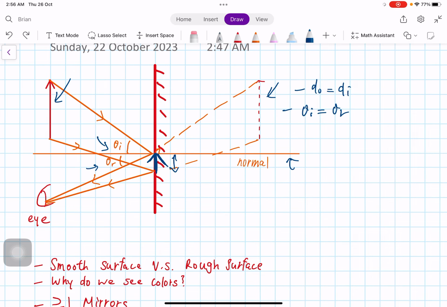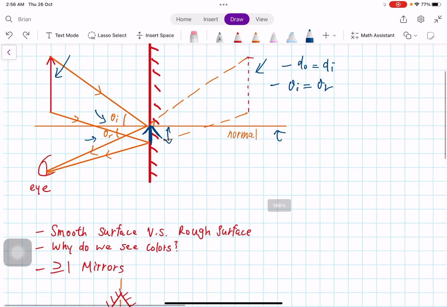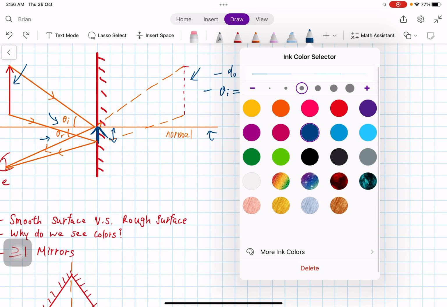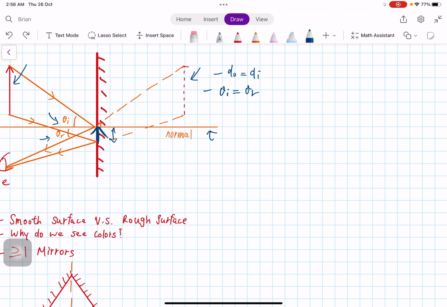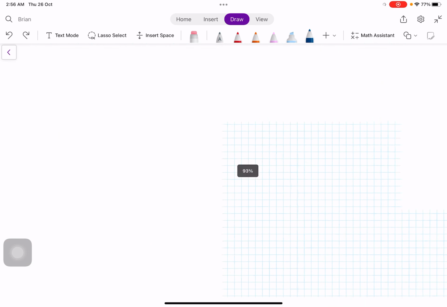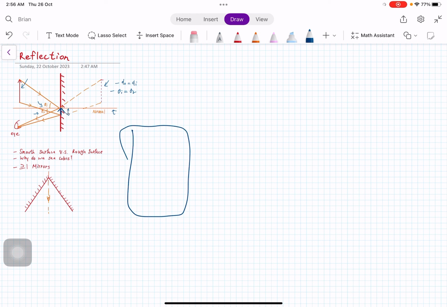So this is about reflection, and what I'm gonna talk about next is smooth surface versus rough surface. A smooth surface, like a mirror, reflects light in one direction, and it reflects all the light in that direction. And a rough surface diffuses the light. So for example, we see a paper, right? We see a paper, something like this, maybe I should draw better. We see a paper like this.